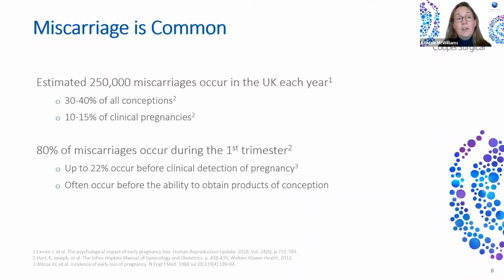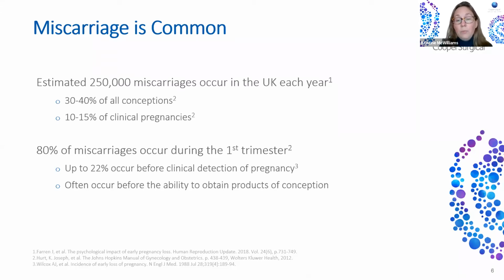Firstly, miscarriage is common. In fact, it's estimated that 250,000 miscarriages occur in the United Kingdom each year. This represents 30 to 40% of all conceptions and 10 to 15% of clinically recognized pregnancies. Miscarriage tends to occur early on in pregnancy, with 80% of miscarriages occurring during the first trimester.